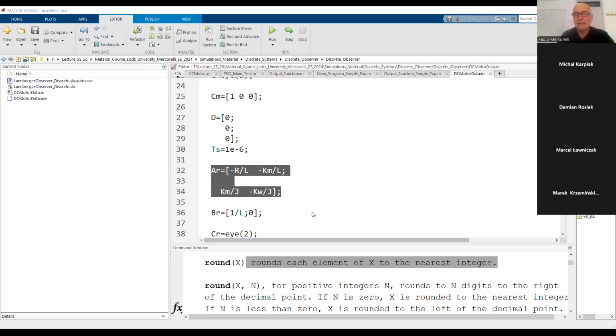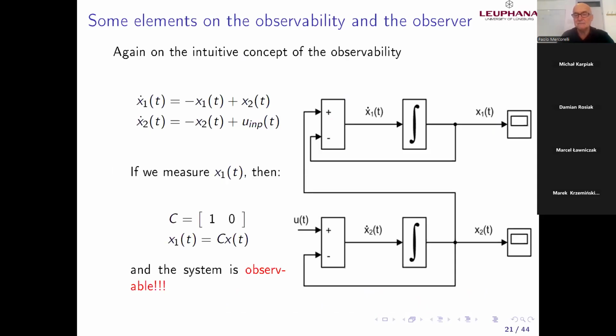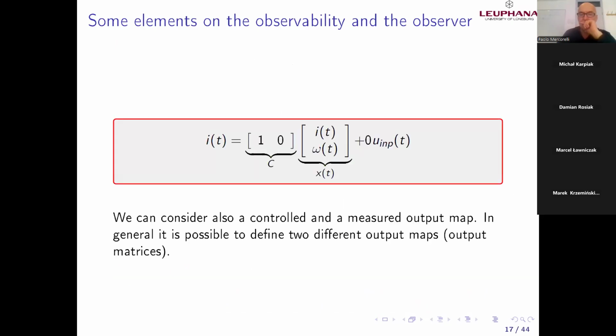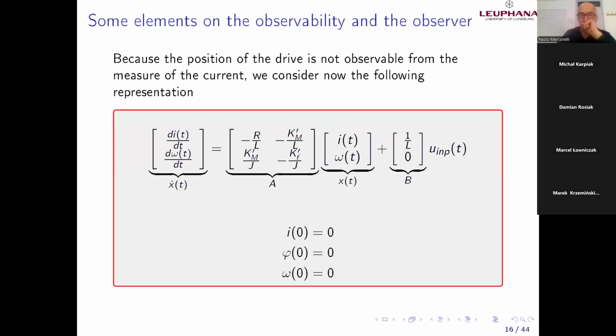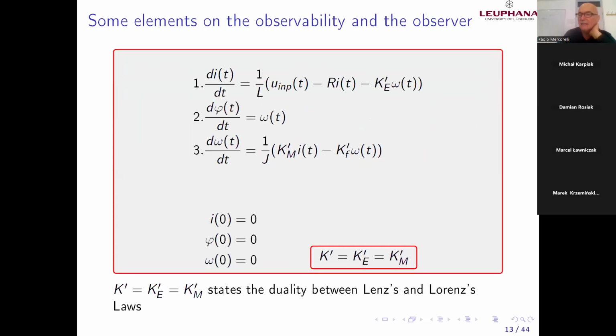In order to understand what I intended, look here at the DC drive. These two equations are the reduction of these three equations. The difference is that in the middle we have this kinematic equation: the derivative of the position equals the velocity.